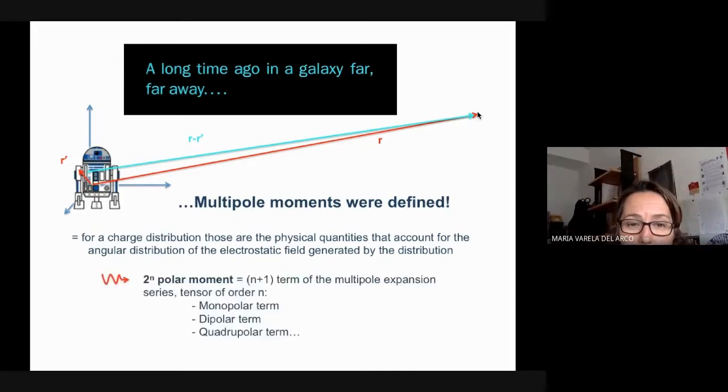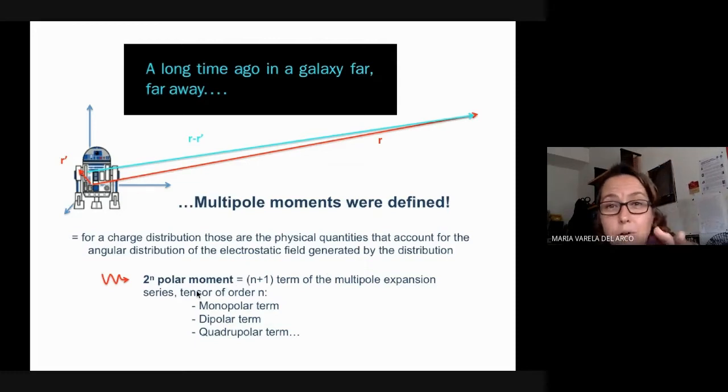And we will define what we will call the 2 to the nth exponent polar moment as the n+1 term of the multipole expansion for a moment. So we will talk about the monopolar term for the term of order 0. 0 will be the dimensionality. In other words, things like point charges will be treated, or we will talk about them as monopole moments. And then we'll start talking about monopoles are actually single point charges here.